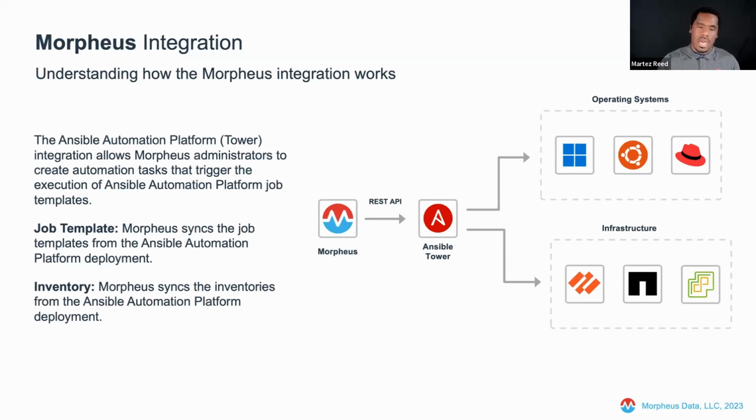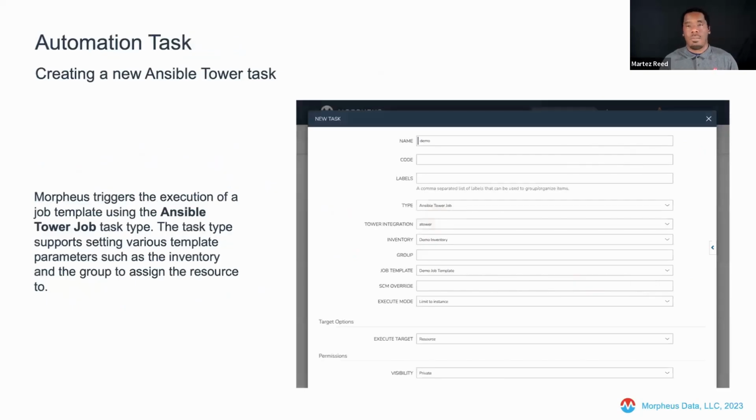Let's take a look at what that looks like from a Morpheus perspective. Within the Morpheus platform, there is the ability to add that Ansible Tower, Ansible Automation integration. And then once that's been added, there's the ability to add an Ansible Tower job task within the Morpheus platform. In this particular slide, we have an example of an Ansible Tower job that has been added.